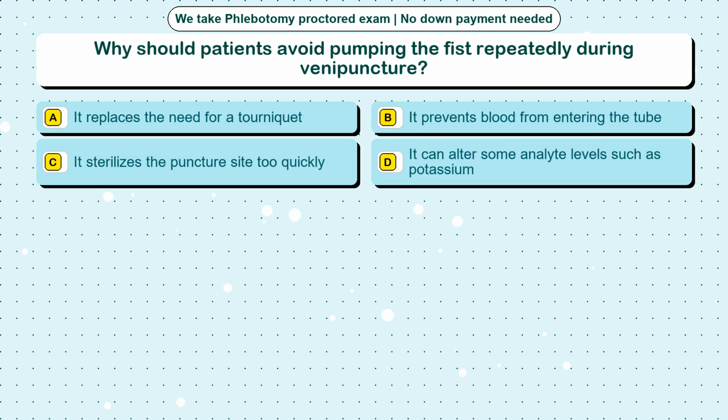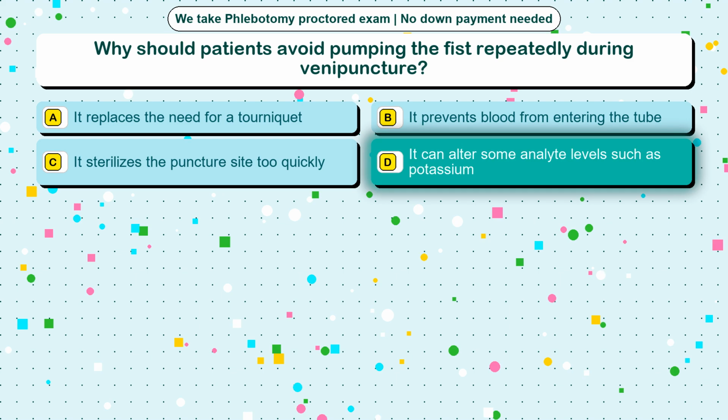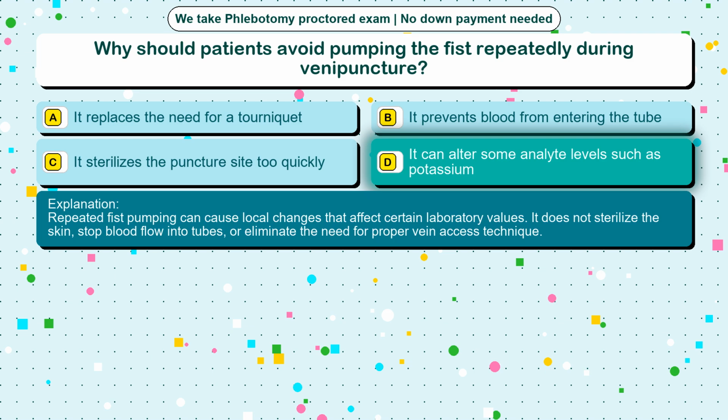Question 45. Why should patients avoid pumping the fist repeatedly during venipuncture? Option A. It replaces the need for a tourniquet. Option B. It prevents blood from entering the tube. Option C. It sterilizes the puncture site too quickly. Option D. It can alter some analyte levels such as potassium. The correct answer is option D. It can alter some analyte levels such as potassium. Repeated fist pumping can cause local changes that affect certain laboratory values. It does not sterilize the skin, stop blood flow into tubes, or eliminate the need for proper vein access technique.